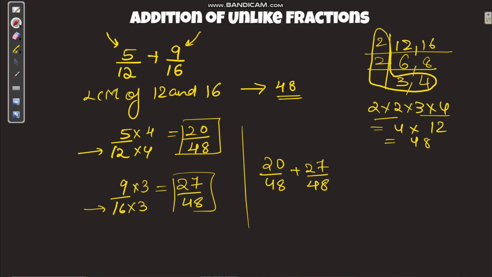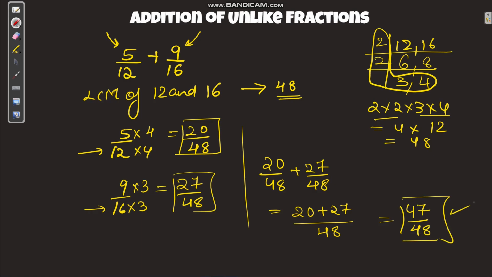Now I can add the numerators because the denominators are same. That means they are like fractions. So whenever they are like fractions, you can add the numerators. If you notice, 20 plus 27 is nothing but 47 upon 48. This is your answer. I hope you have understood how to add unlike fractions.